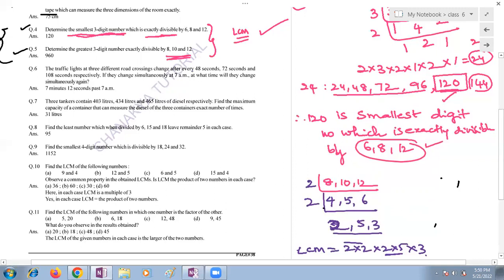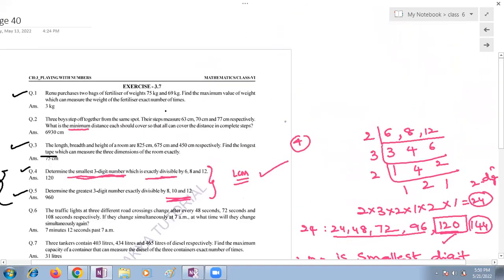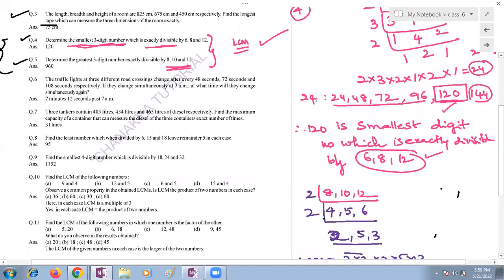Whatever questions we discussed today are very, very important for the subjective part of your examination, children. In the next class, we will go on.